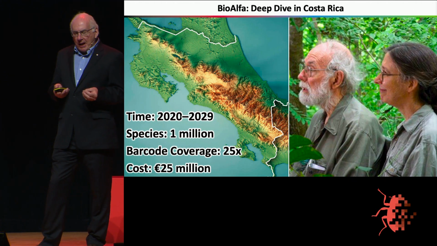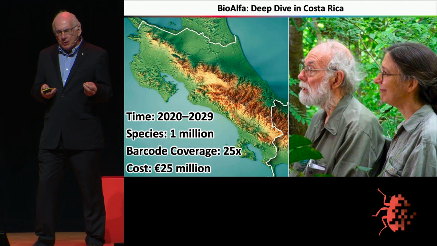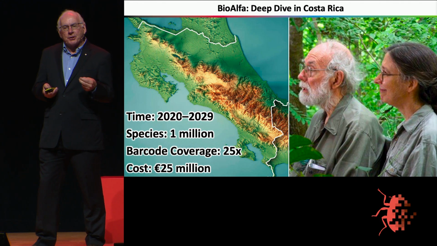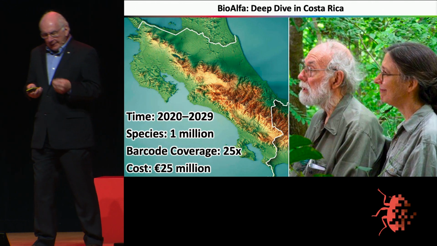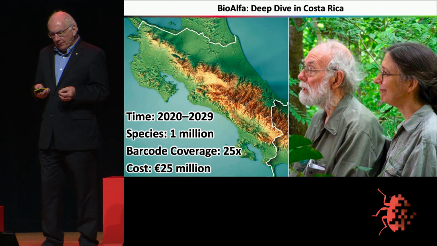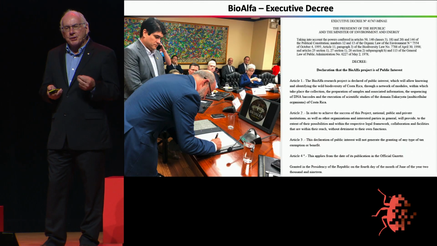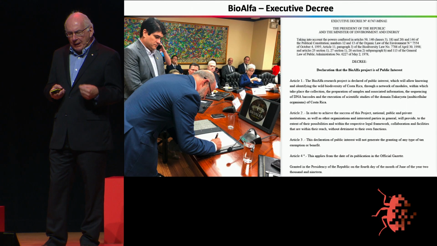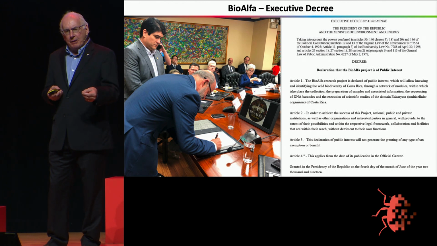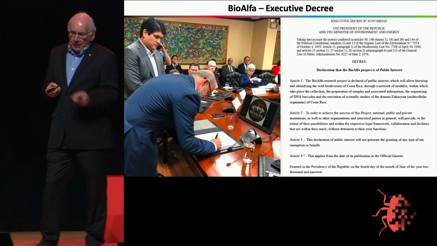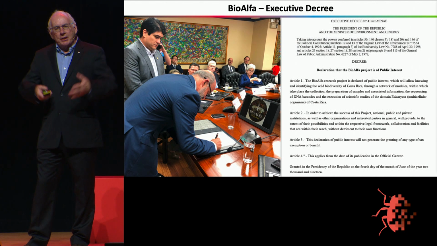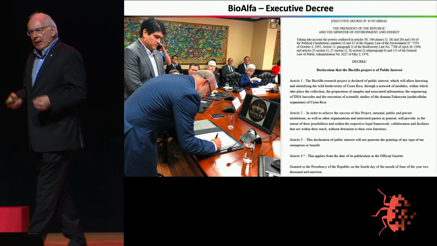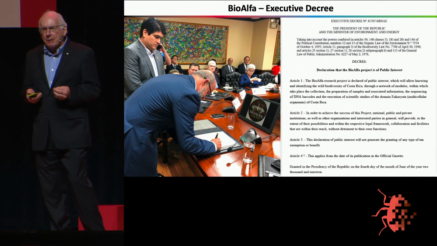BioAlpha, the deep dive. The idea is over a decade to register the 1 million species in that nation at 25x coverage. So we're going in 25 individuals on average, cost 25 million euros. This project has the support of the government of Costa Rica. That's the environment minister, and standing beside him is their president. And you can see this was the decree that said this is in the national interest to understand all biodiversity in our nation and be able to tell it apart.